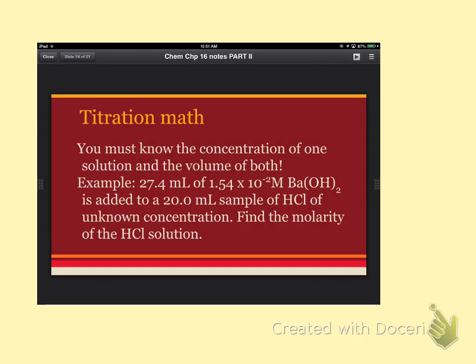So this is a sample problem out of the book. You've got 27.4 milliliters of 1.54 times 10 to the negative second molar barium hydroxide, and we add it to a 20 milliliter sample of HCl. We don't know the concentration, but we're saying that it's neutralized at that point. What we want to know is the molarity of the HCl. Okay, you ready to do some math?